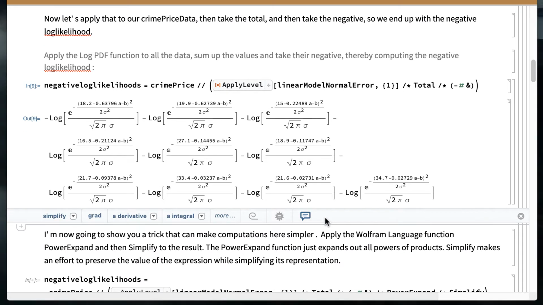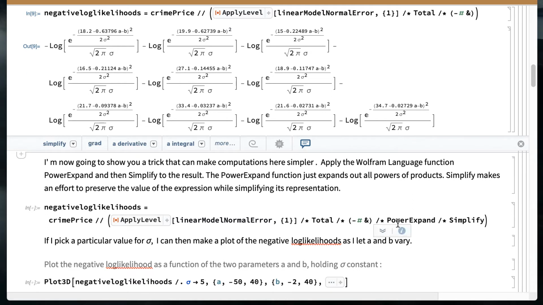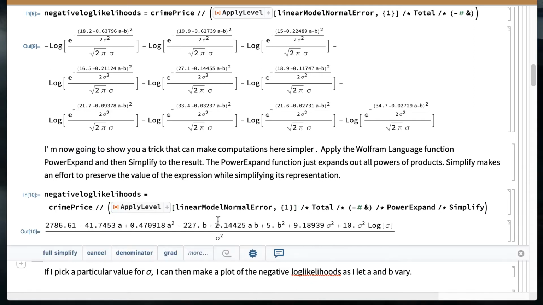I want to show you a little trick that can make this easier. I'm going to add two operators to our pipeline. The first is called power expand, which just expands out any powers, any products, and then I'm going to simplify the result. So let's do it again. And you'll see how I think that is a much simpler expression for the negative log likelihood of a model that has A, B, and sigma as its parameters.